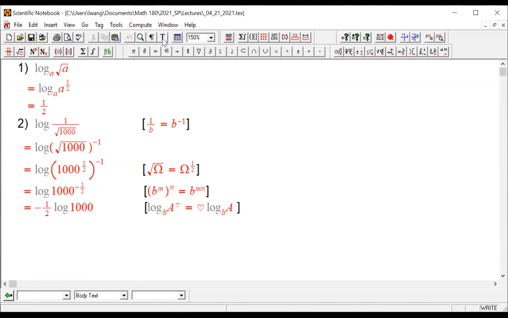And finally, he got a -half, and log 1000 is 3, because 1000 is 10 to the power 3. So in the end, he got -3/2, which is -1.5. Got it? Very good job. Very good job.